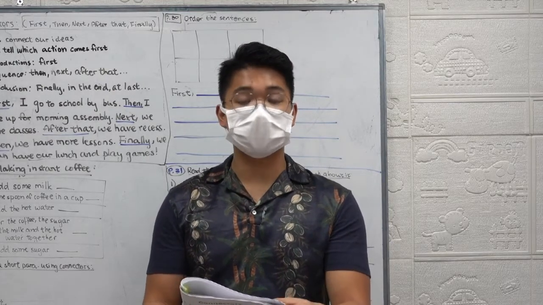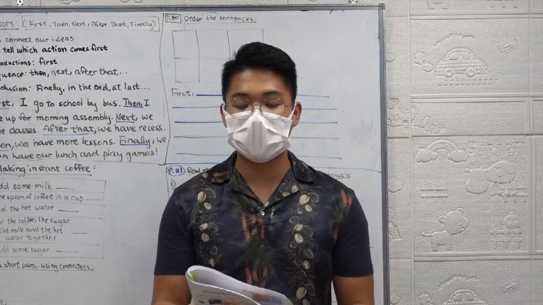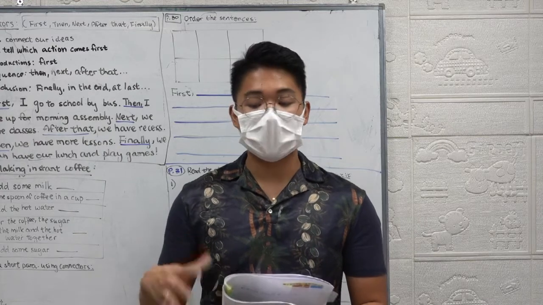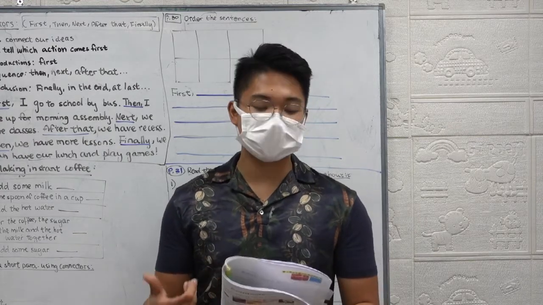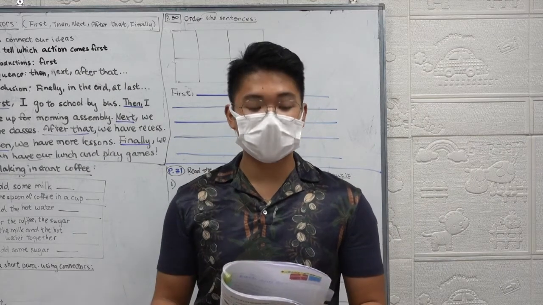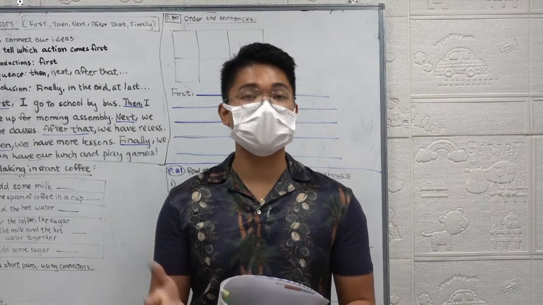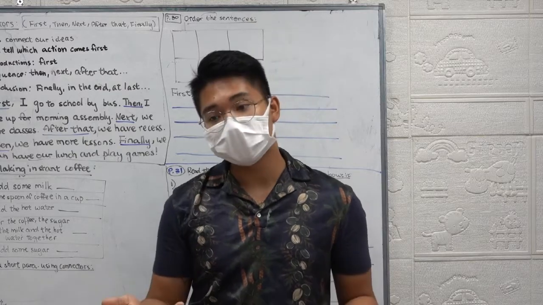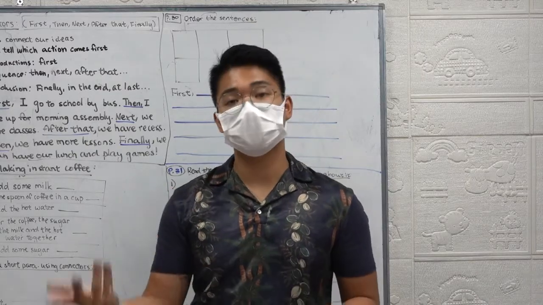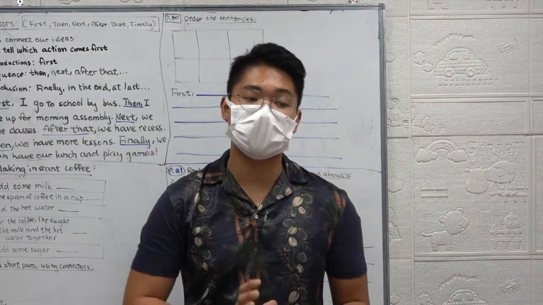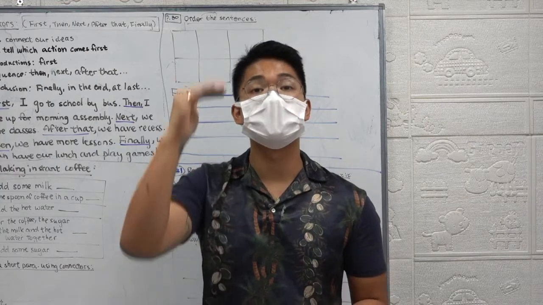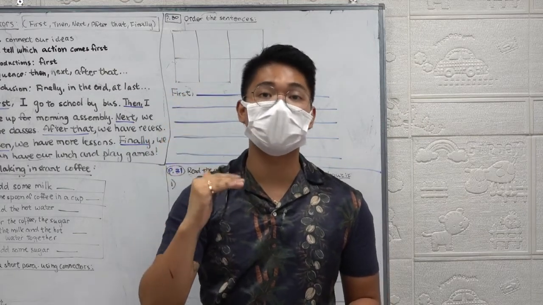So connectors: first, then, next, after that, and finally. These words are called connectors as they help you connect your ideas and clarify which actions come first. Now, clarify which actions come first means to tell you which one you should do first, which one you should do after the first one, which one you should do third, fourth, fifth, etc., until you come to the end. So there is a step, one by one step. Now connectors will help us do things and tell things one by one.